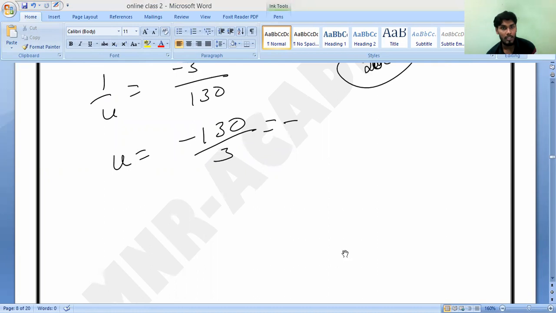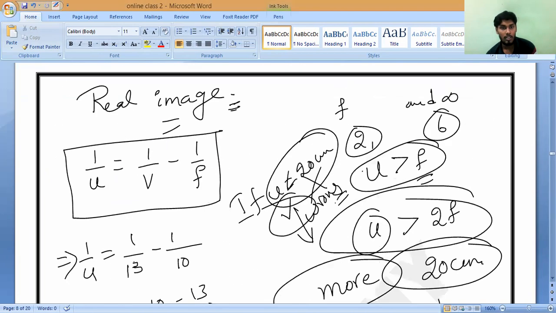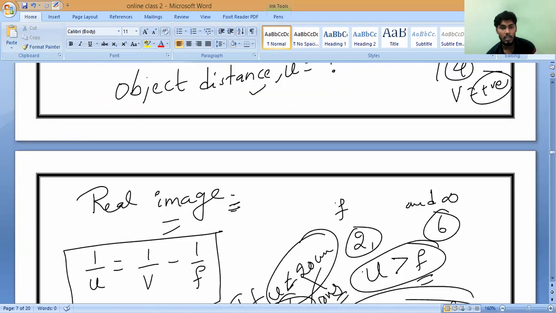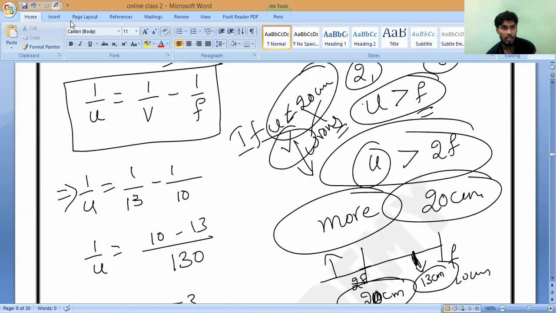Hey, they have given 12 or 13. 43.33, sir. They have given 12 or 13 image distance, or 12 only, correct? Why have I taken 13? You should say correct.